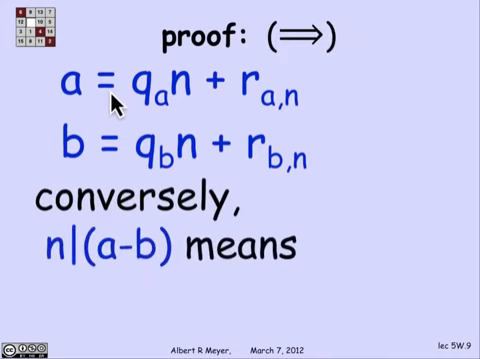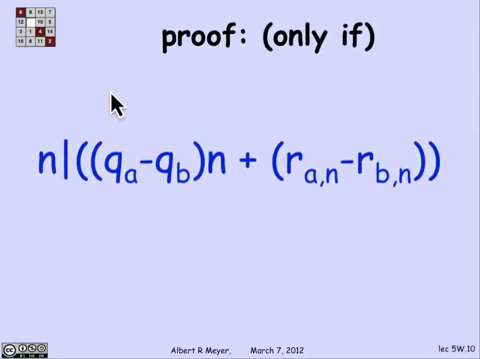So in the converse, I'm going to assume that n divides A minus B, where A and B are expressed in this form by the division algorithm or division theorem. So if n divides A minus B, looking at A minus B in that form, what we're seeing is that n divides this: QA minus QB times n plus the difference of the remainders. That's what I get just by subtracting A and B.